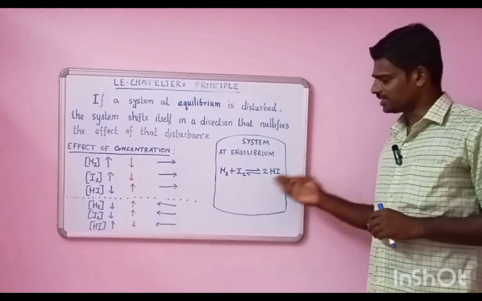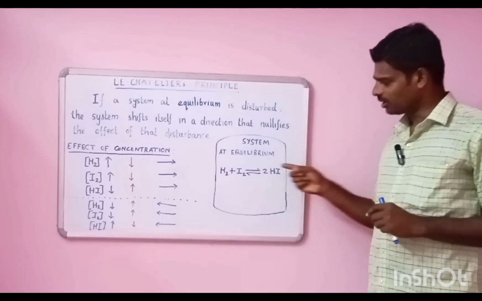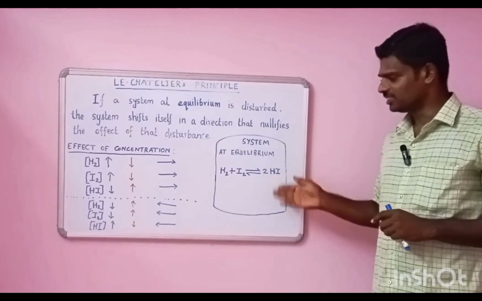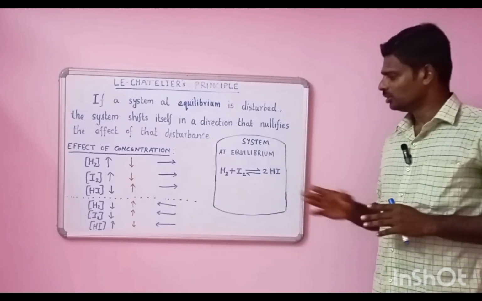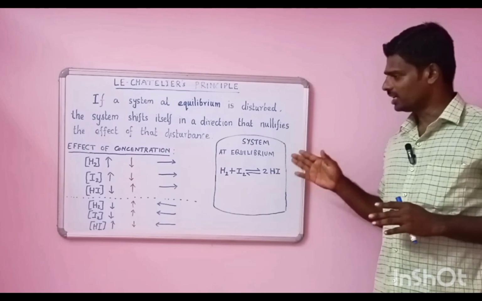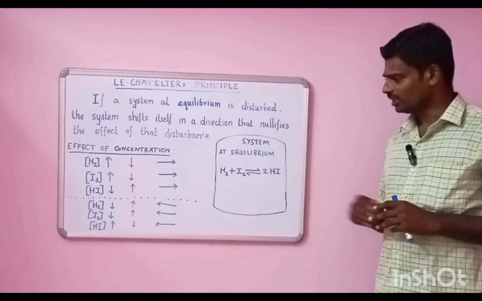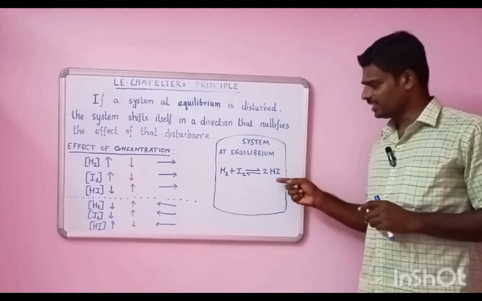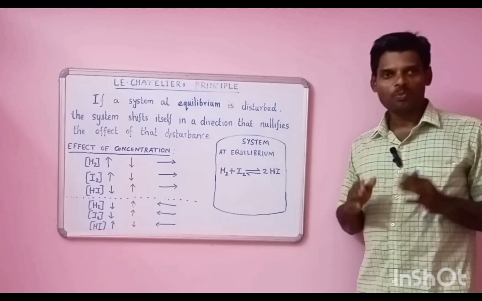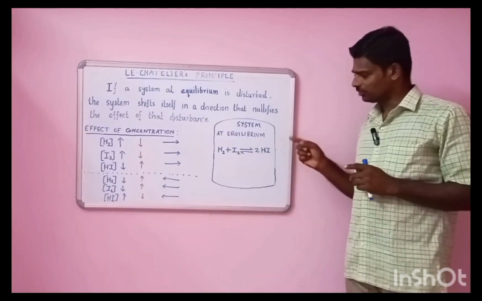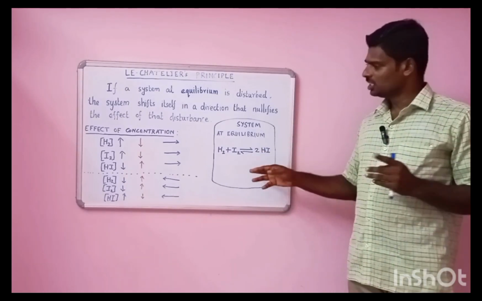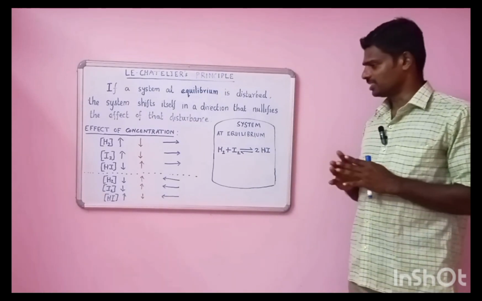In this reaction, there is a forward and a backward reaction, both occurring at the same time. When a system is at equilibrium, that means the rate of the forward reaction and the rate of the backward reaction are both the same. The speed of the forward and the backward reactions are the same at equilibrium.